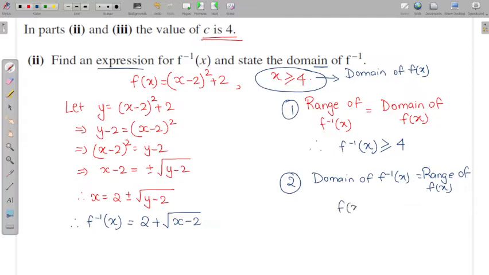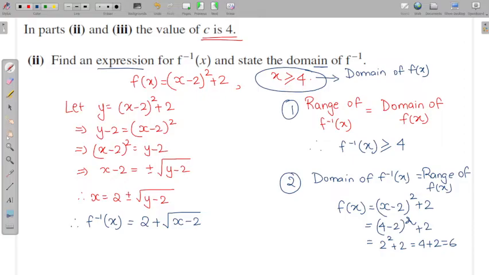So f of x was equal to (x minus 2) whole square plus 2. The minimum possible value that we can have for x is 4, because the values of x are starting from 4. You cannot have a value of x less than 4. So if we use that value of x in our expression, 4 minus 2 whole square plus 2, that is going to be 2 square plus 2, that's 4 plus 2, 6.